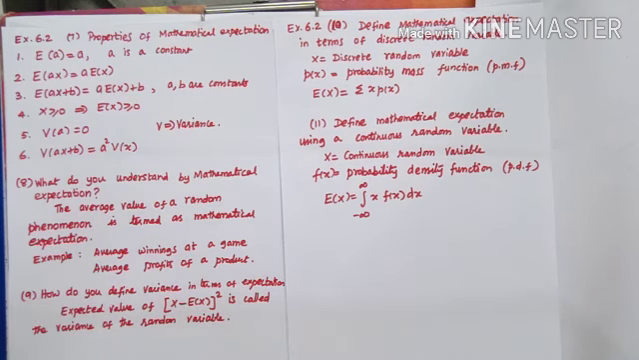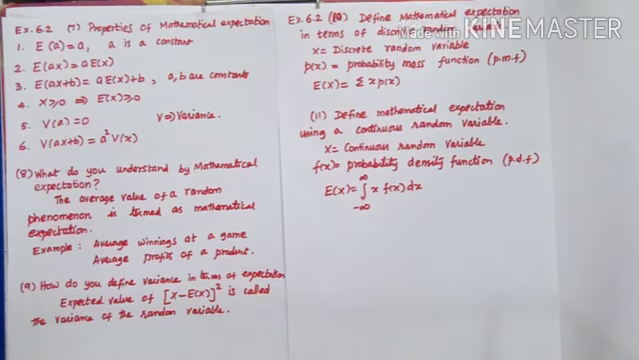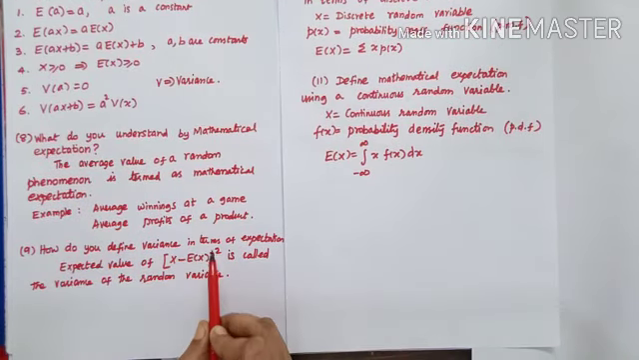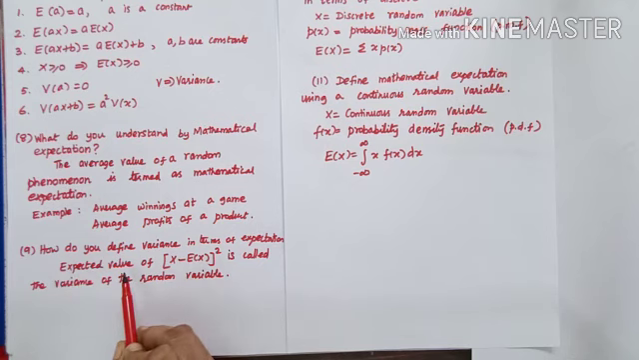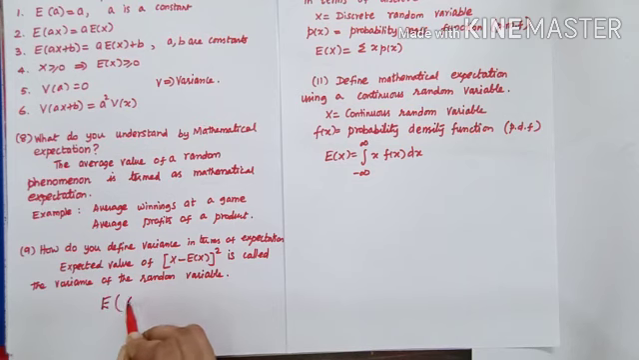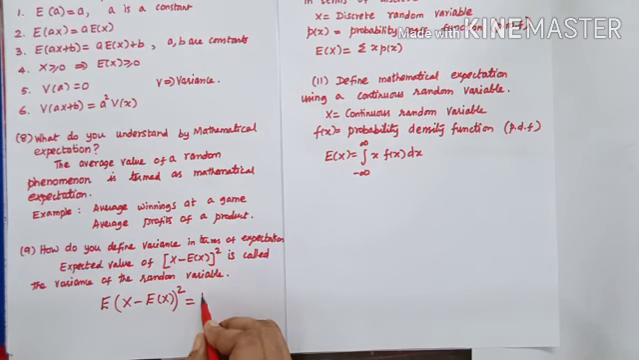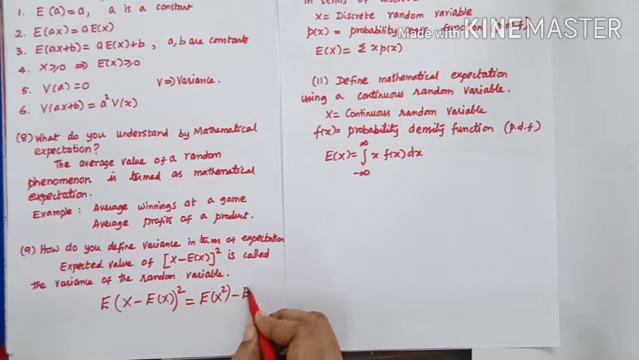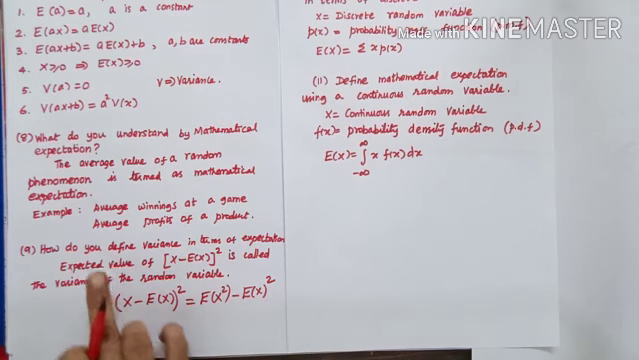And give some examples. Question number 9. How do you define variance in terms of expectation? Variance is nothing but the expected value of x minus E of x the whole square. We write it this way: E of x minus E of x the whole square. Or else, simplifying, E of x square minus E of x the whole square. This we use in problems, whereas the definition gives only this formula, E of x minus E of x the whole square.